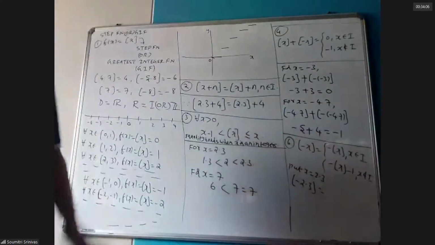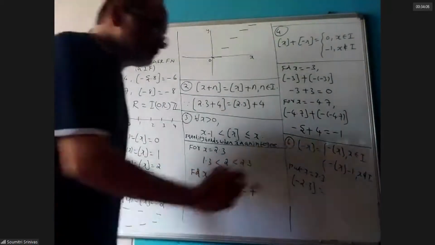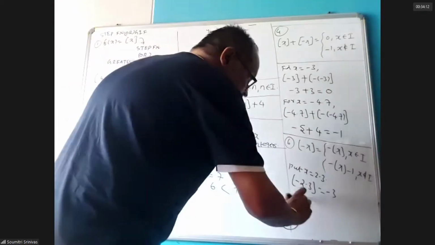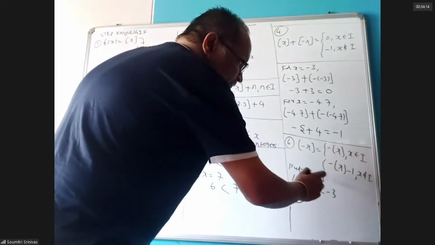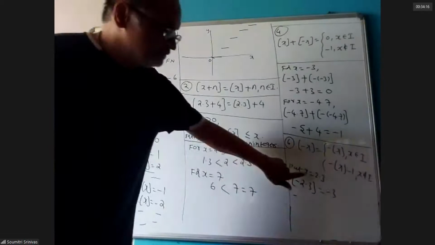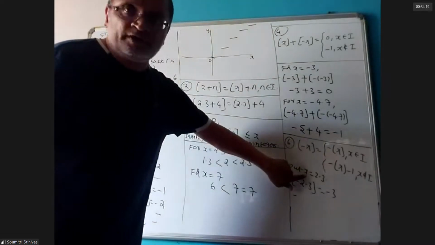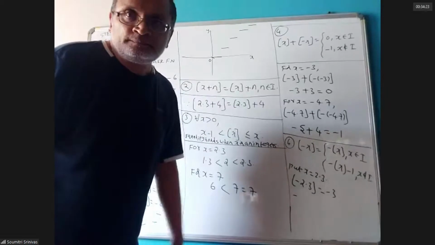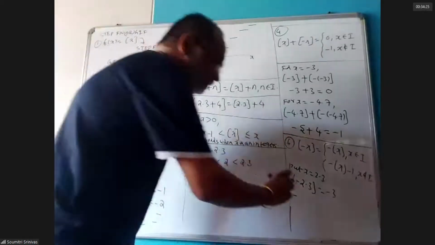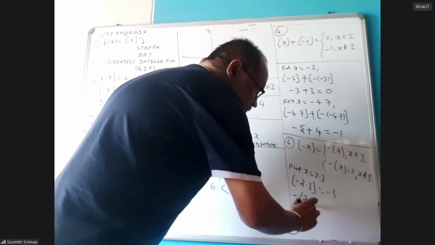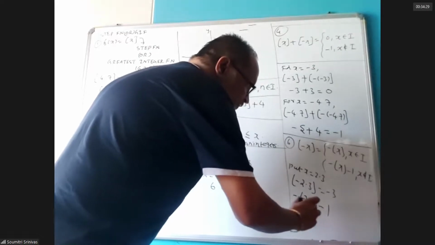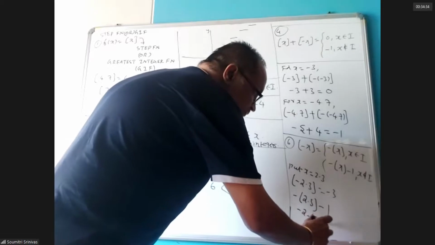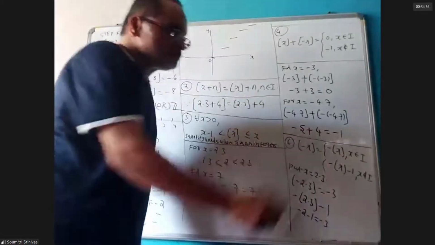Minus 3. What is step of minus 2.3? Minus 3. Look at the RHS, this is not an integer. So to verify, should I substitute in the first one or the second one? Second one, sir. So minus step 2.3 minus 1. Step 2.3 is 2. Minus 2 minus 1 is minus 3. LHS is equal to RHS.